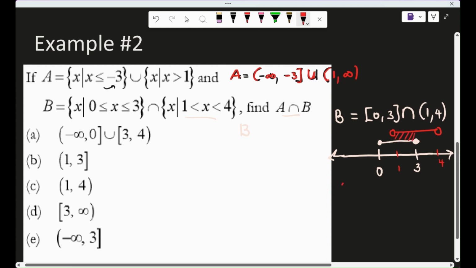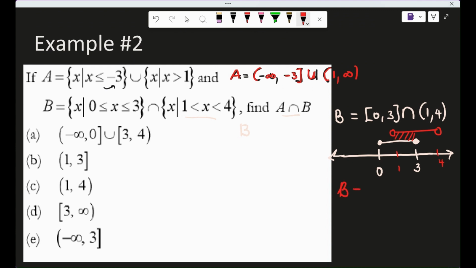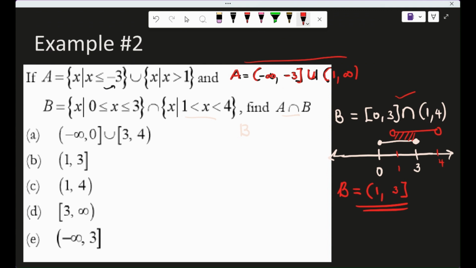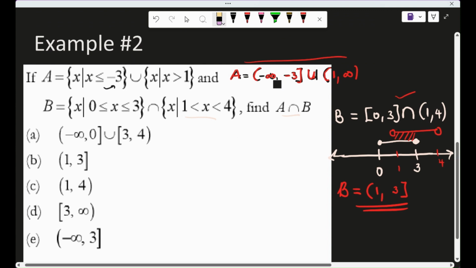So in other words, B is simply 1 open to 3 closed. So this is actually what B is. But here you can see it's written as the intersection of two sets. So this is B, and the whole of this still remains our A. So now we need to find the intersection between these two sets. So let's put them on a number line.